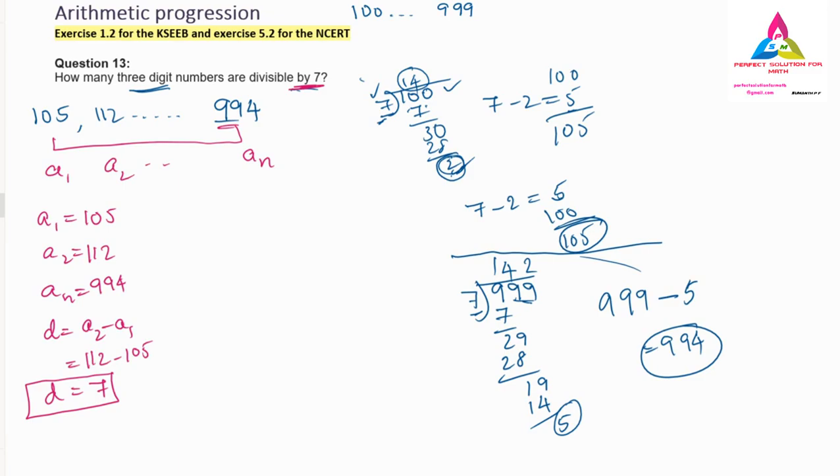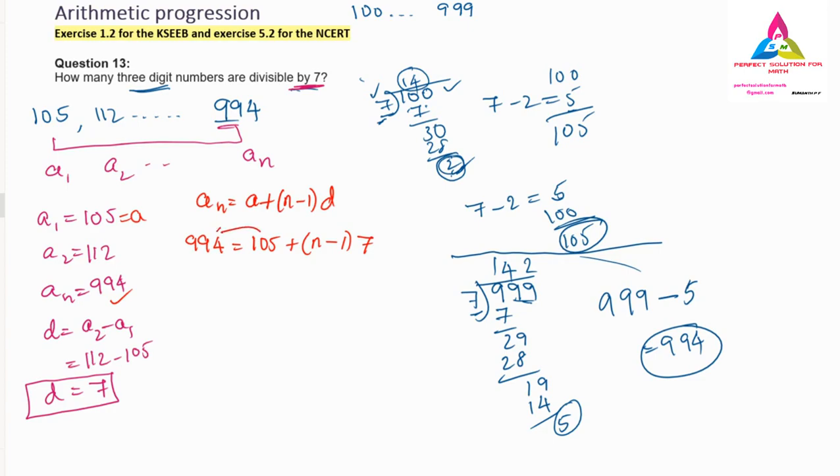Now we will apply the formula. That is the formula: an is equal to a plus n minus 1 into d. The an value we know, that is the last term, 994. The a value, that is a1, is 105, plus n minus 1. The n value we don't know, that is the only thing we have to find: how many 3-digit numbers are divisible by 7. So 7 I will write as the d value.